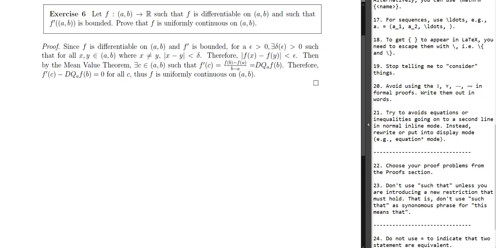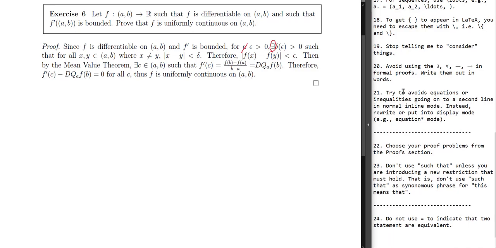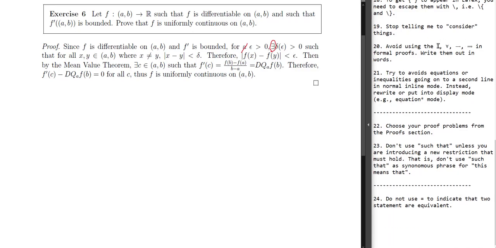"Since f is differentiable on (a, b) and f prime is bounded, for epsilon greater than 0..." Okay, so we don't need to put that in there. "There exists..." Okay, so using the symbol, this violates, it's almost right next to it, number 20 on here, right? So in formal proofwriting, we're not going to be using these sort of symbols: there exists, for all, arrow for implies, or even the double arrow for implies. So this is number 20 on our list of homework issues. So we just write it in words, all right?